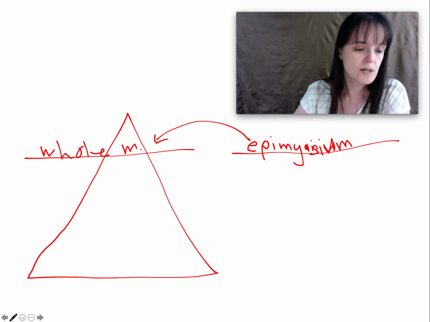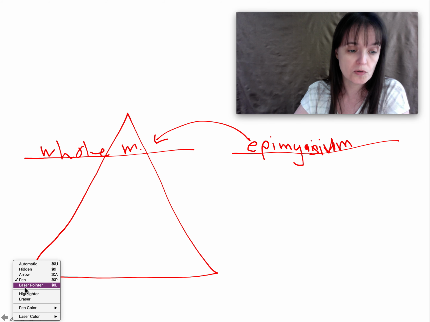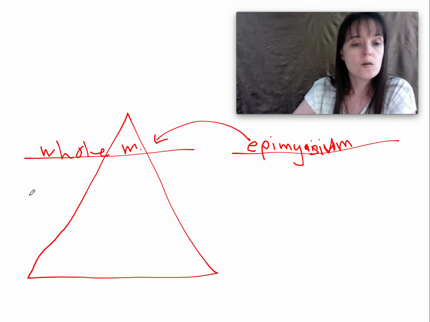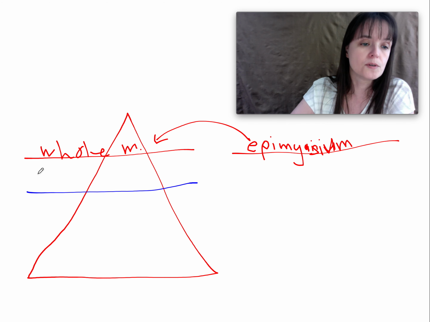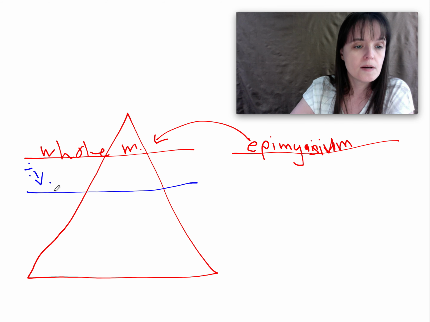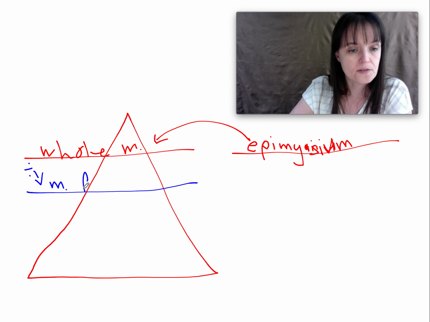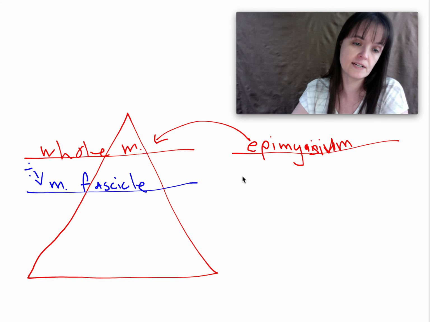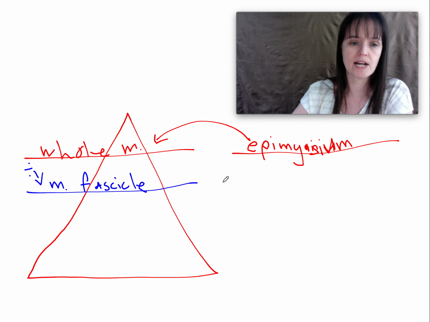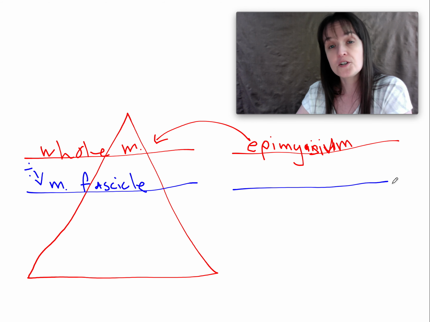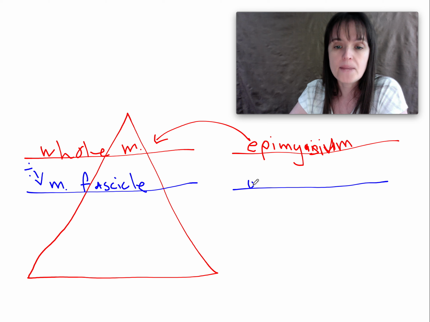Now the whole muscle is broken up into groups. Going with blue. Whole muscle is made of groups. So the whole muscle divides into muscle fascicles. F-A-S-C-I-C-L-E, like icicle, but fascicle, with an F-A-S instead of an I. And each muscle fascicle is surrounded by perimysium.